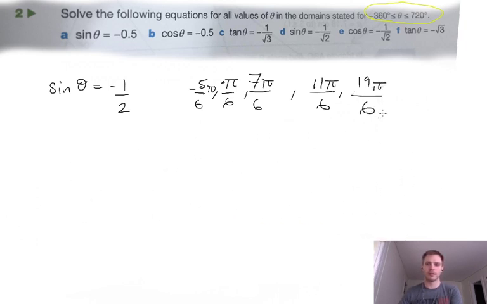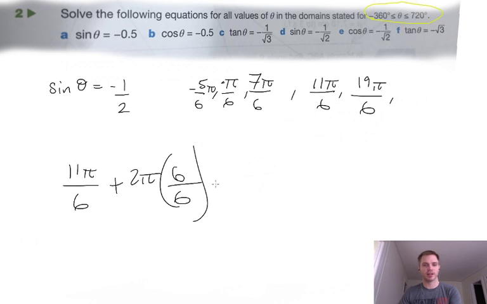And then lastly, we need to do the same thing for 11 pi over 6, to get the other one. So 11 pi over 6 plus 2 pi, that's one cycle of sine. And we need to get that common denominator again. This is 12 plus 11 is 23. And so these are our answers.